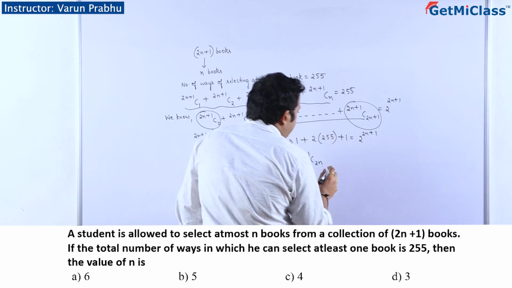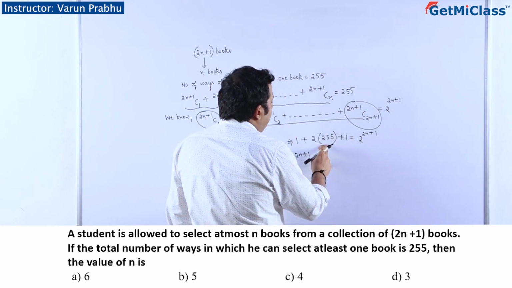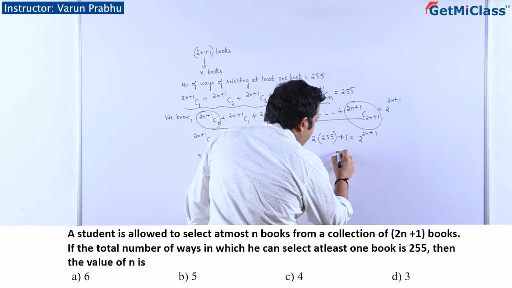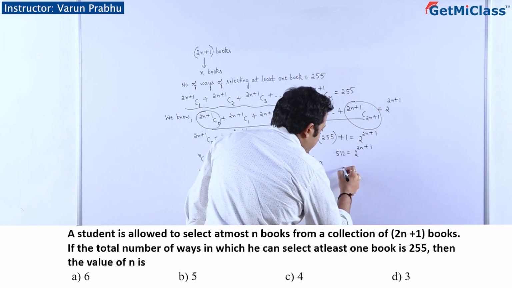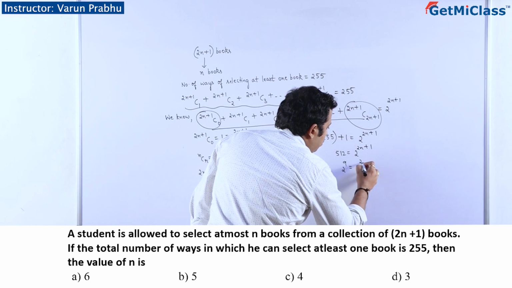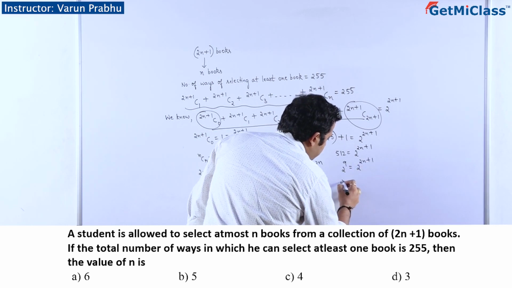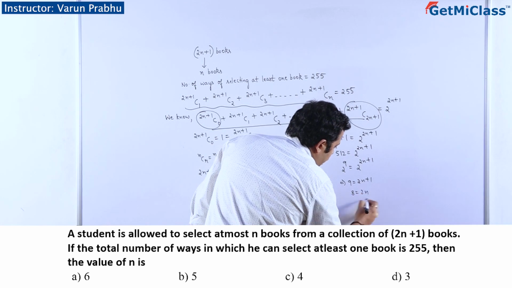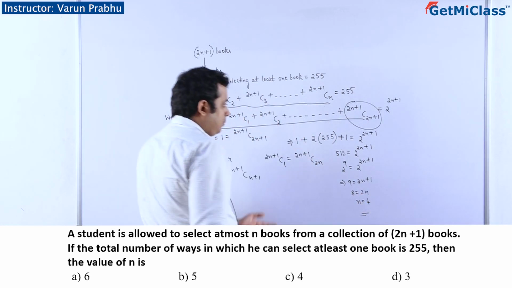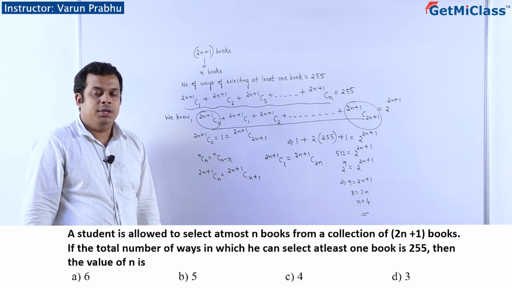So 2 fives are 10, 200, 250, 500, 510, 512, that is equal to 2 to the power 2n plus 1. This is an important question. 2 to the power 9 is equal to 2 to the power 2n plus 1. So this implies 9 is equal to 2n plus 1, 8 is equal to 2n. So the value of n will be equal to how much? 4 will be the answer to the question. Important.